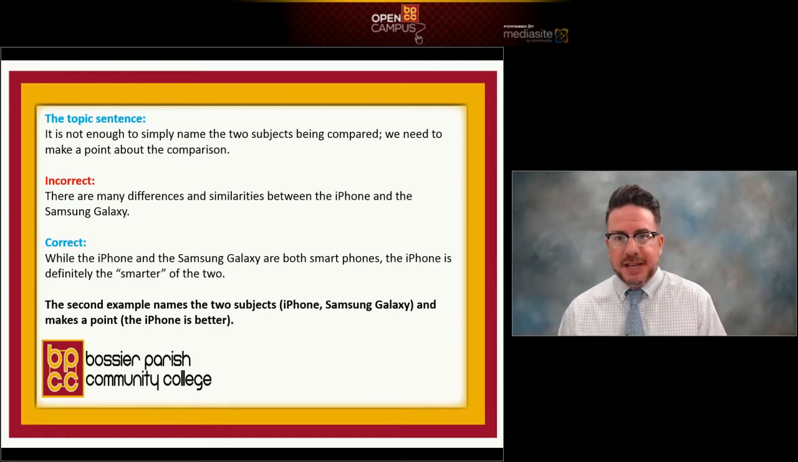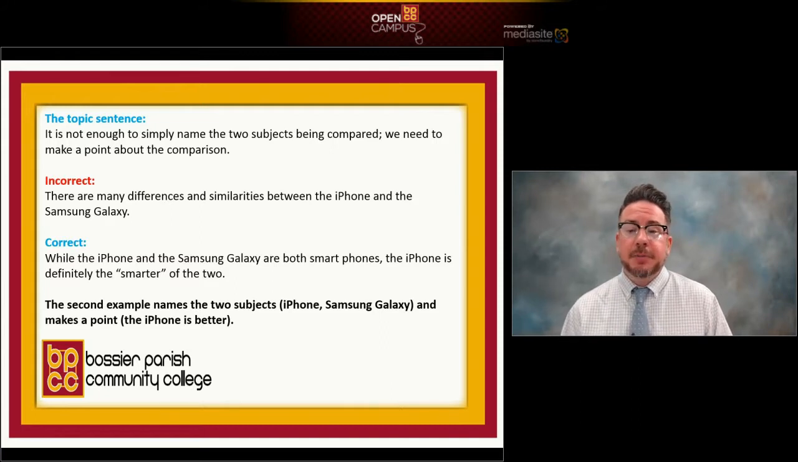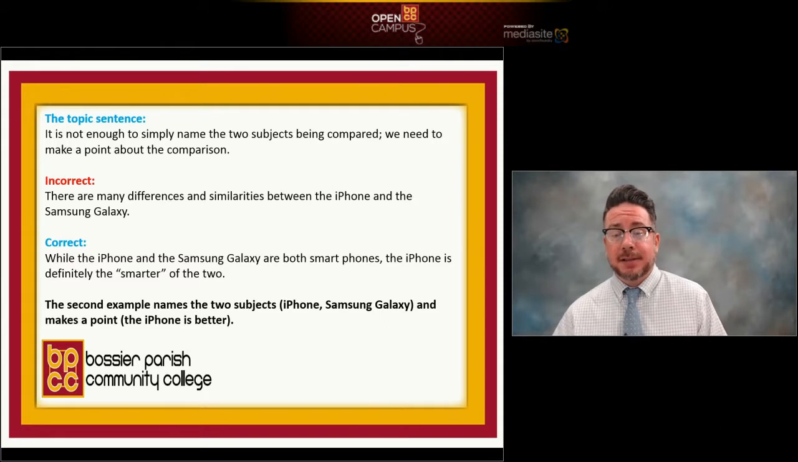I've got a couple of examples for you here. An incorrect topic sentence would be, "There are many differences and similarities between the iPhone and the Samsung Galaxy." Now, let's take this apart. Does it meet the first criteria? Do we have a limited topic? Well, yes, we do. We have an iPhone and Samsung Galaxy. We actually have dueling topics here, so that's fine.